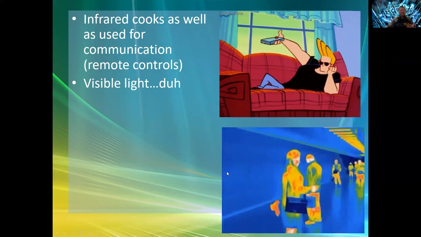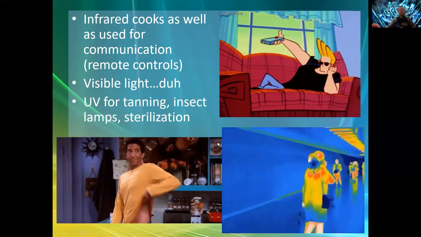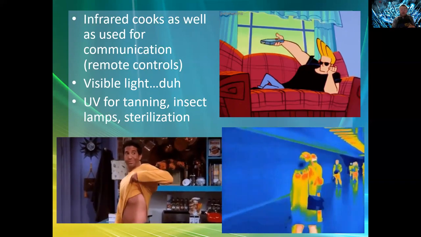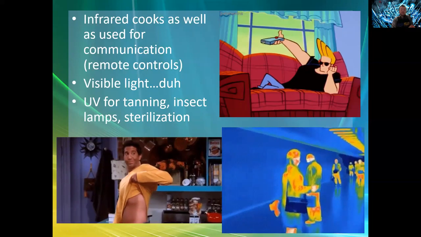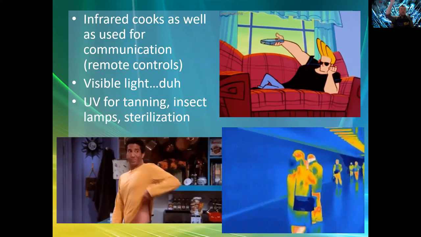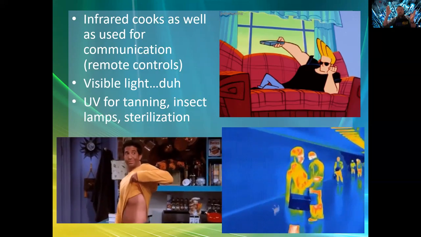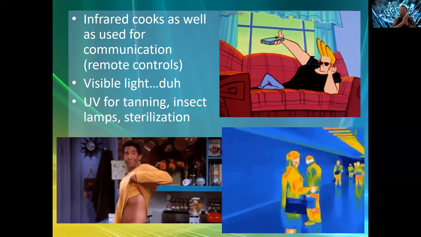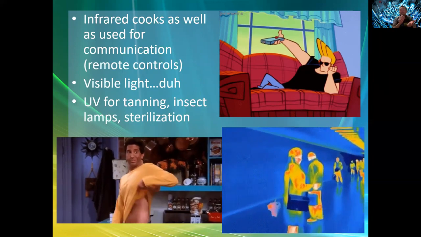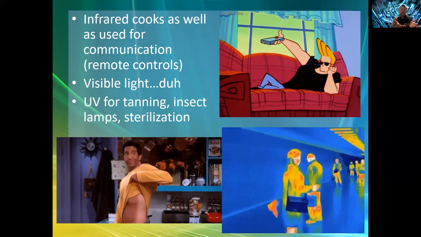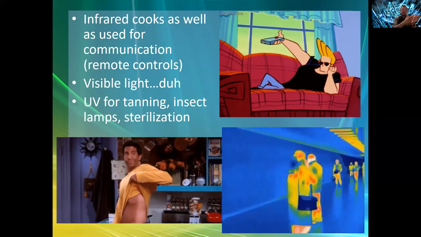We use visible light. Duh, you can currently see me right now because of visible light. But we also have ultraviolet radiation, which we can use for tanning. We use ultraviolet radiation for insect lamps. You know, those buzzing lamps out there, and then the flies or whatever insects get really close to it, and then it zaps them. Well, that's because those insects can see in the ultraviolet range. We can't see ultraviolet radiation, but they can, and it attracts them, so they naturally fly to it.